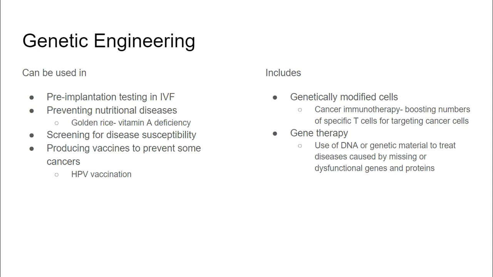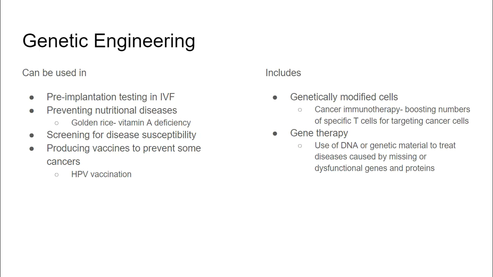Genetic engineering can be used in pre-implantation testing in IVF. It's also useful for preventing nutritional diseases. An example we've looked at in one of our other modules was golden rice, to aim to combat vitamin A deficiency. Also screening for disease susceptibility, and producing vaccines to prevent some cancers. And again, we've mentioned here the HPV vaccination.